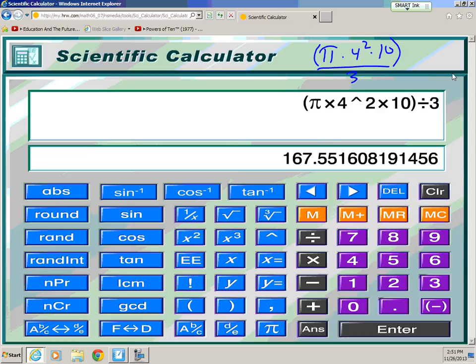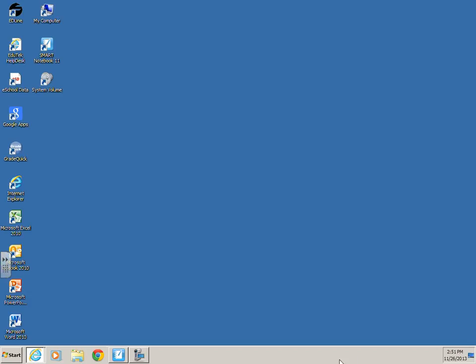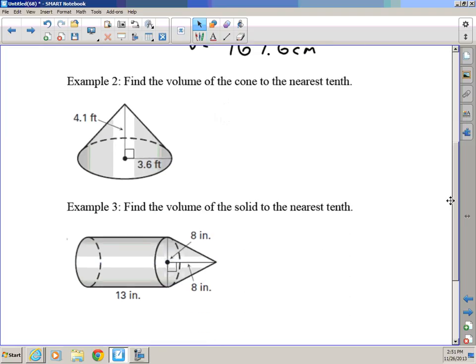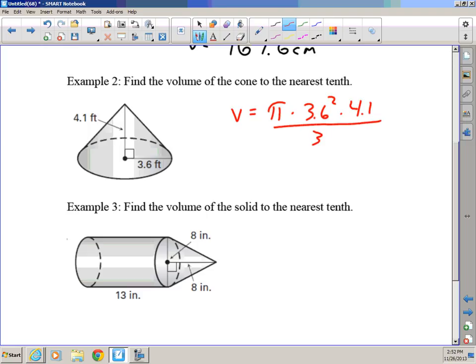And I get 167.6. So now I go back to my notes, and I got as my answer 167.6 centimeters cubed. Don't forget your labeling. Please remember to round correctly. All right, next example. I give you the figure: pi times r, which is 3.6 squared, times h, which is 4.1. Divide that by 3, and you should get 55.6 feet cubed.